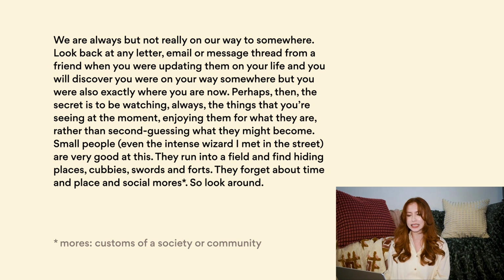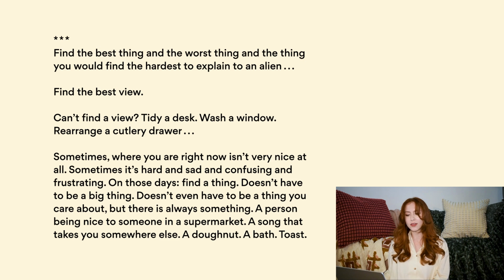Small people, even the intense wizard I met in the street, are very good at this. They run into a field and find hiding places, cubbies, swords, and forts. They forget about time and place and social mores, so look around. Find the best thing and the worst thing, and the thing you would find the hardest to explain to an alien. Find the best view. Can't find a view? Tidy a desk, wash a window, rearrange a cutlery drawer.